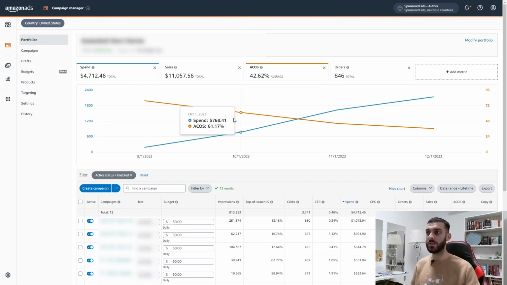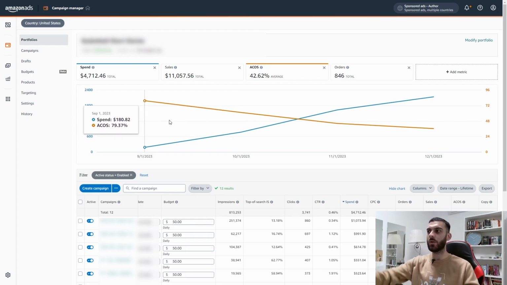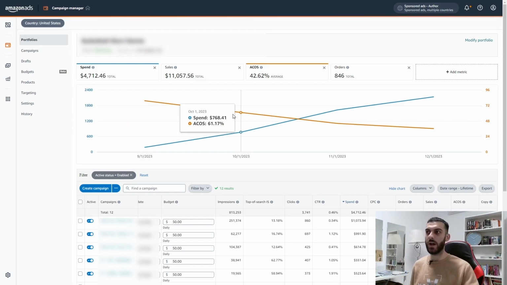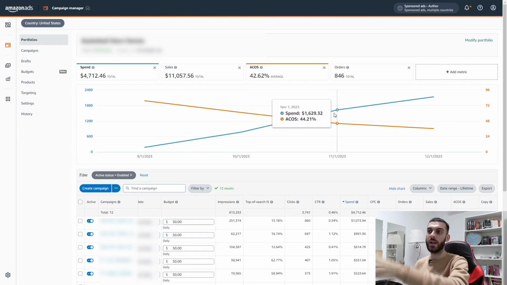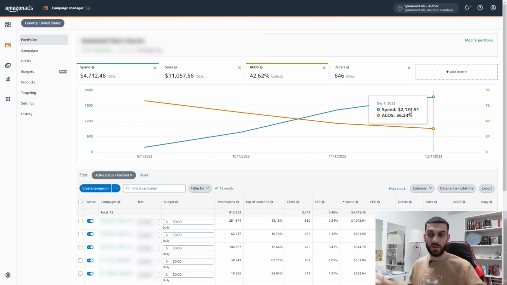In month 2, once I got the data, look at how my ACOS dropped and my spend went up. I only spent $180 in September, and I spent almost $800 in October, but my ACOS dropped by 20%. Now this, I was still in phase 1. Guess what happened when I turned to phase 2? I spent 1.6k in November, and I got 44% ACOS. And now that I'm in phase 3, I spent 2.1k. It's only been 19 days in December, and I got a 36% ACOS. My break even is 38, which means my ads are making me money.